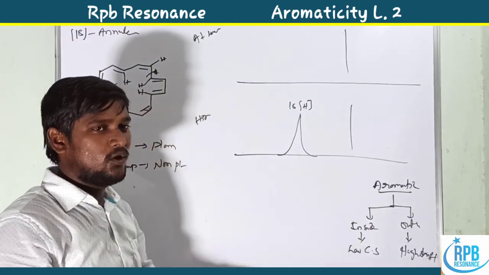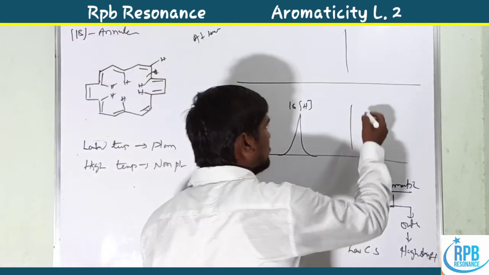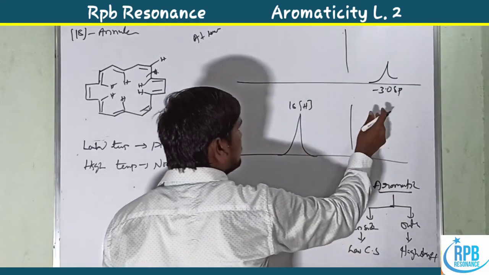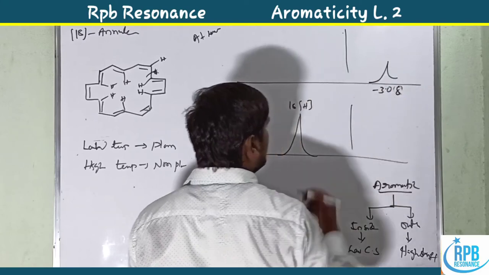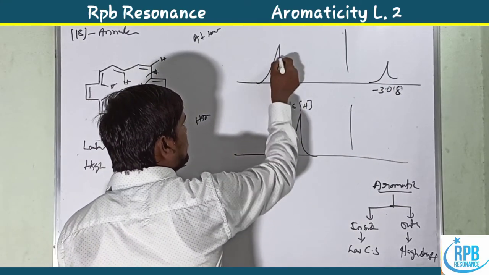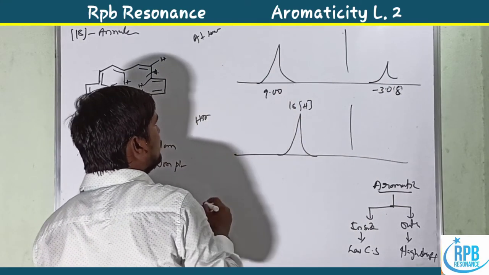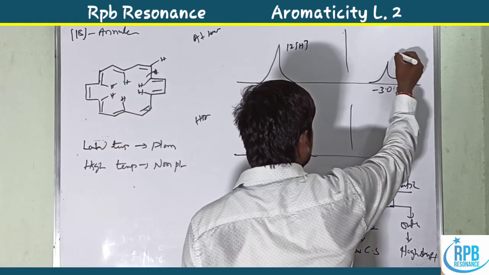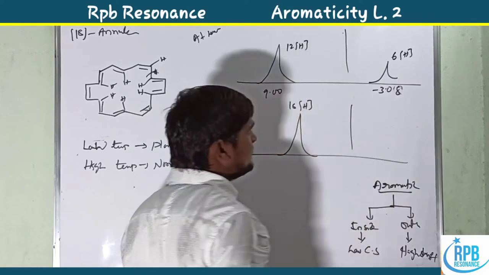The aromatic inside protons have a low chemical shift value due to the diatropic ring current. So here it appears at minus 3 point something delta ppm value. Now the other protons will appear at the higher chemical shift value. Here these are the 12 protons, these are the 6 protons, totally it is the [18]annulene.